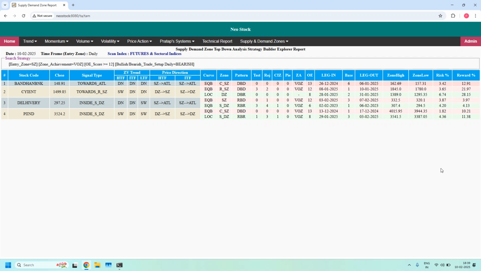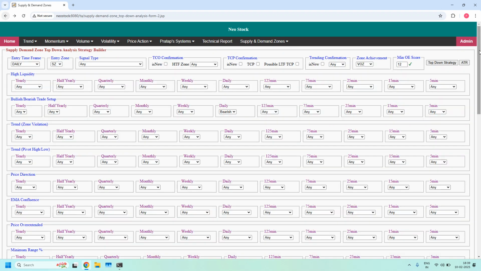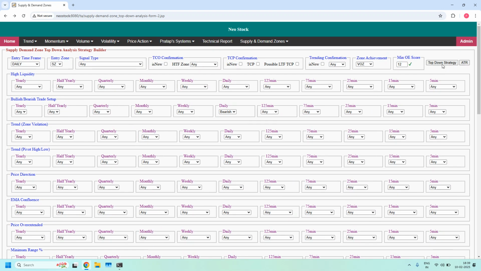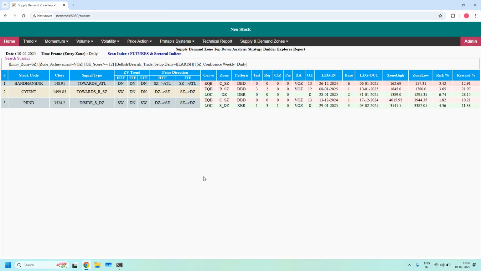Currently, these 4 stocks are supporting bearish trade setup for monthly income trade. Entry time frame zones are daily supply zones. Out of these 4, how many of these daily supply zones are having ITF supply zone confluence? Let us verify. That is daily and weekly supply zone confluence. I am enabling that filter. With this filter, we got 3 stocks. In these 3 stocks, the daily supply zones are overlapped with weekly supply zone.